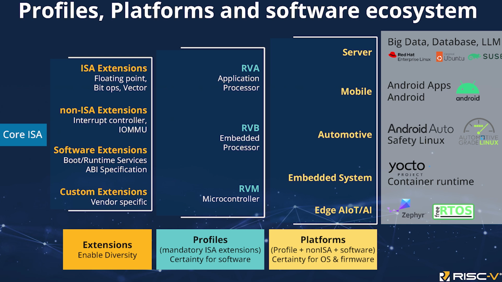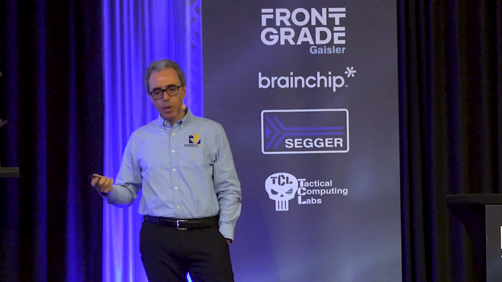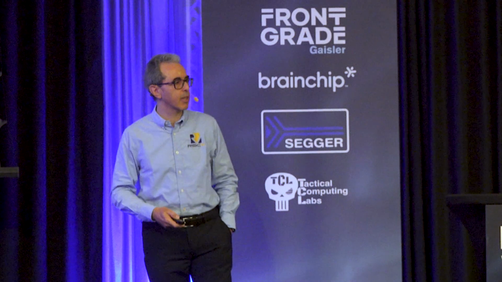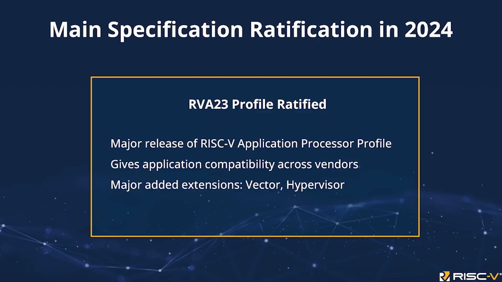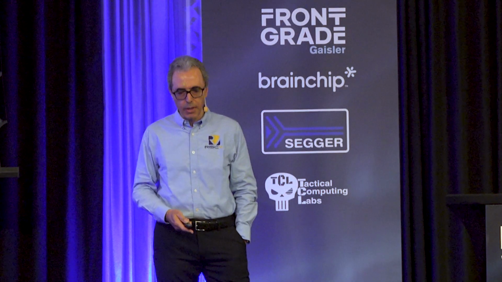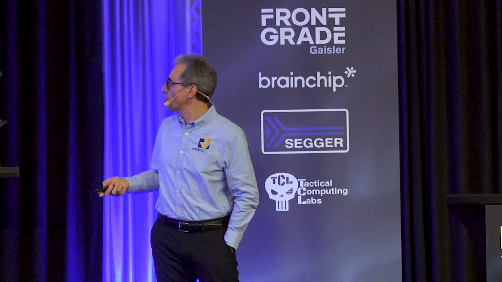So this is where we move from profiles to platforms. And platforms get closer to the specific industry verticals. And so you see server, automotive, embedded, edge AI. Each one may have different requirements for the overall core subsystem. And the next step is enabling all the software ecosystem on top. So I mentioned the RVA23, that is the application processor profile, which we ratified last year. And the goal is to bring application binary compatibility across all the RVA23 application processors. And we also mandate important extensions like vector and hypervisor.